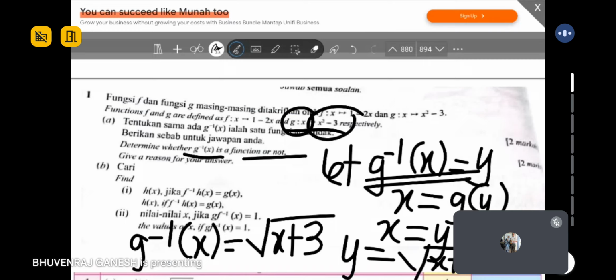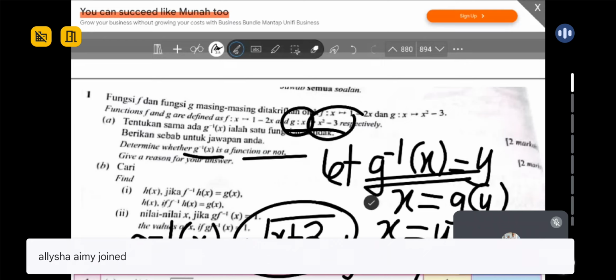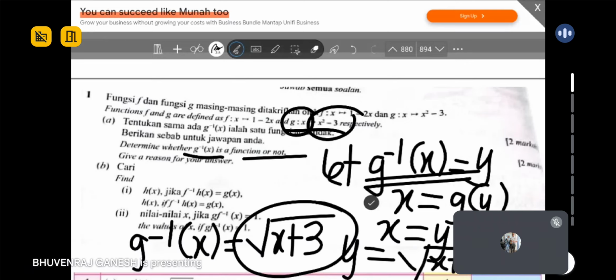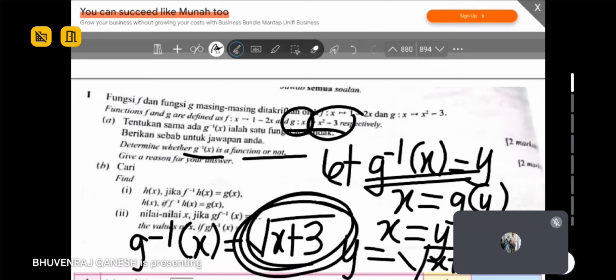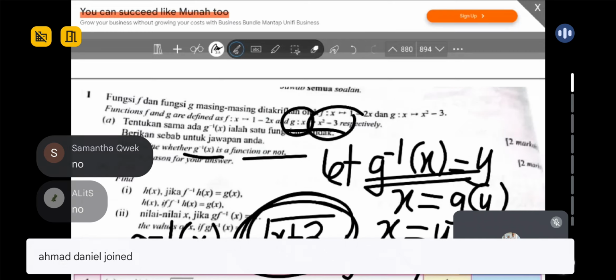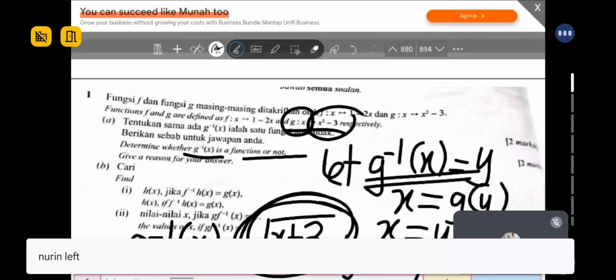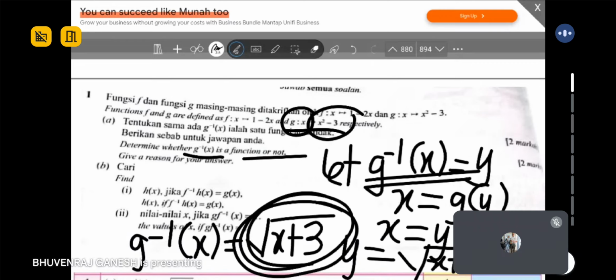Alright, so guys, may I know, is this a function or not? Adakah ini fungsi ke tak? Yes or no? What do you all think? Adakah persamaan ni menunjukkan g songsang x ni wujud ke tak? Is there such thing called g inverse x using this equation? Anyone? Yes or no? Cuba fikir guys. Try to think. Very good. So why you guys say no? Kenapa tidak? Kenapa tak ada fungsi songsang? Why this one has no inverse function?